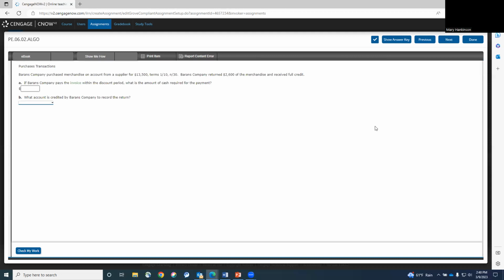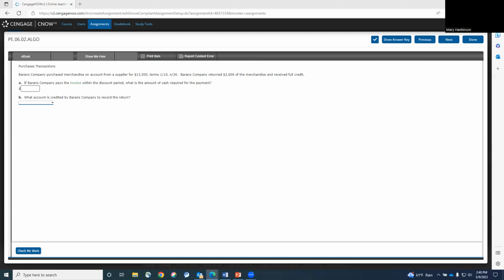Now we're talking about purchase transactions. So there's a lot of different merchandising transactions that are going to be different from the transactions we've looked at before. And purchase transactions is one of them. So there's two systems for accounting for merchandise transactions. You have perpetual and periodic.